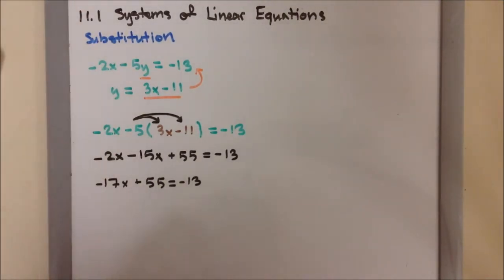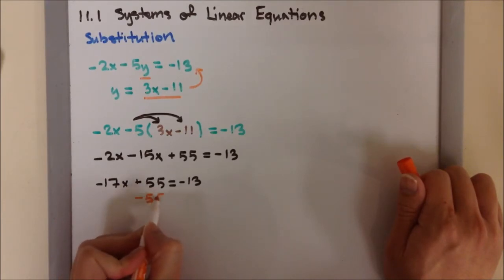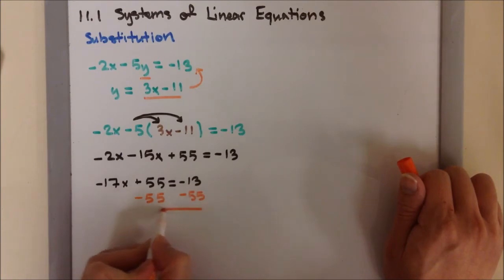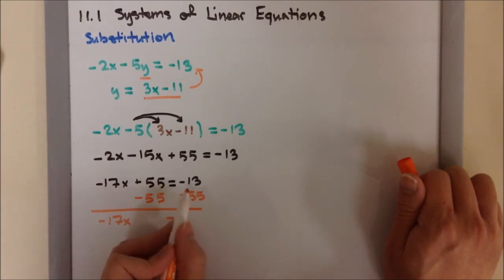From there, I'm going to subtract 55 to cancel it out. Subtract 55 on both sides. So that way I can get negative 17x by itself, equal negative 13 minus 55, which is negative 68.